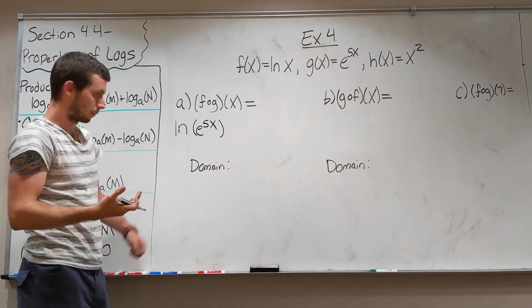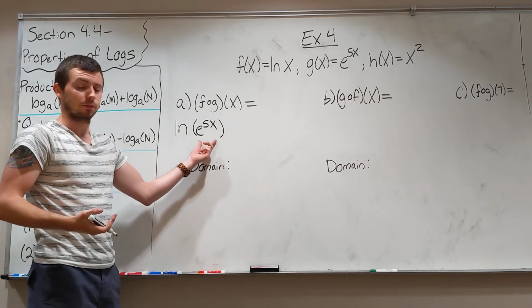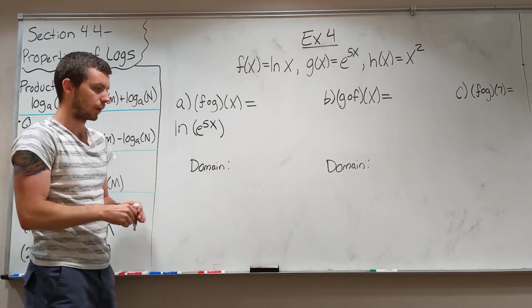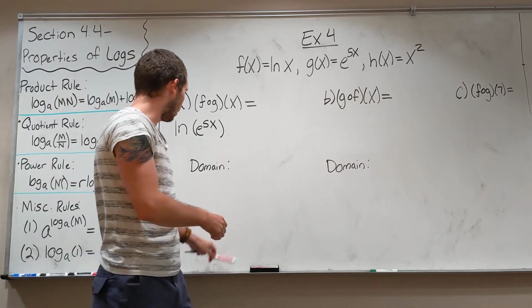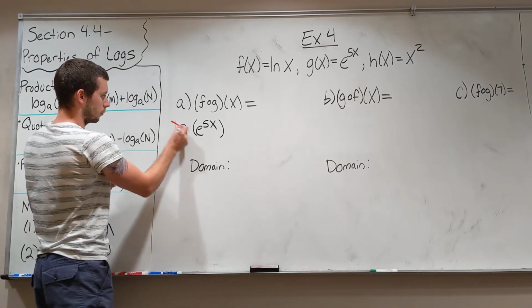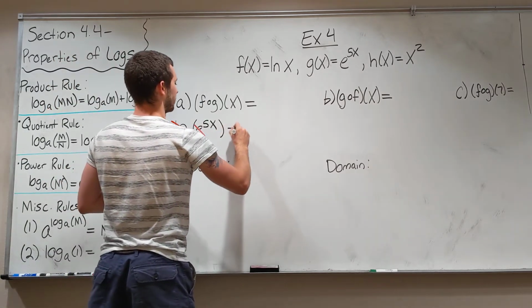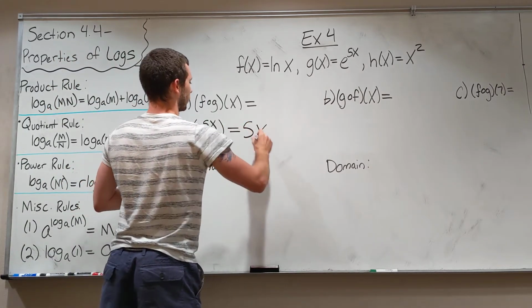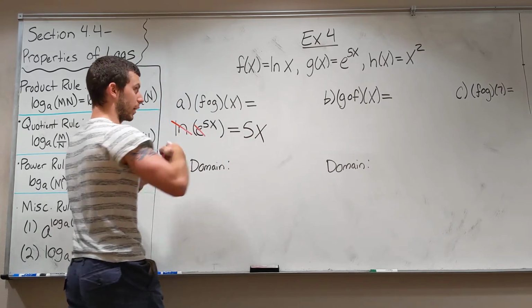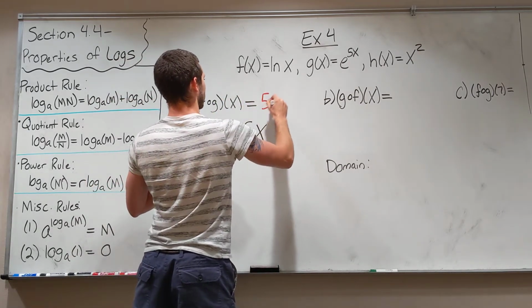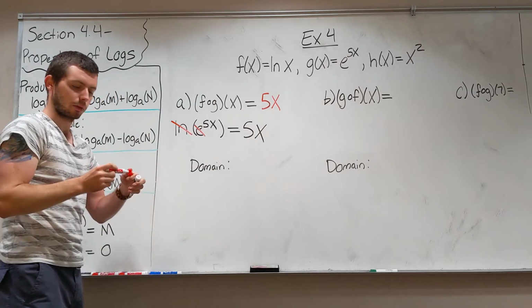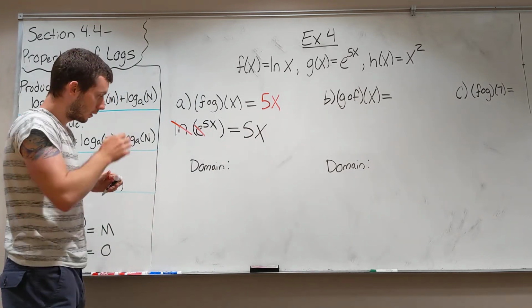However, you may notice we have natural log of e raised to some stuff, and it turns out natural log and e cancel, which yields simply 5x. So it turns out 5x is the composition here after everything is simplified.